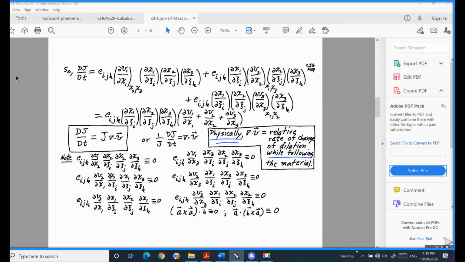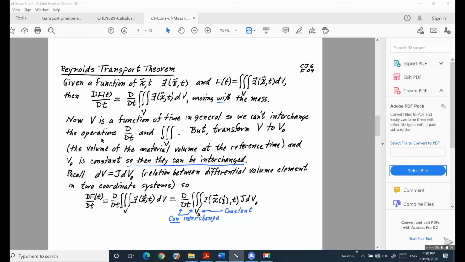Okay, now moving to the next part. As we derived before, the Reynolds transport theorem: given a function of x and t, the position vector and the time, and any extensive property that is a function of x and t, we can write it in this form for the differential volume. Then taking this function's material derivative, we obtain that one, moving with the mass.